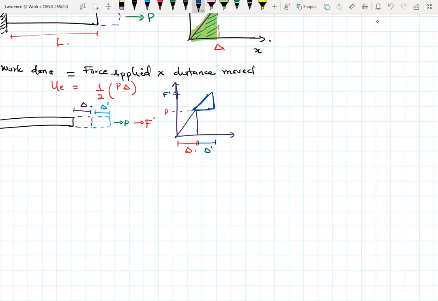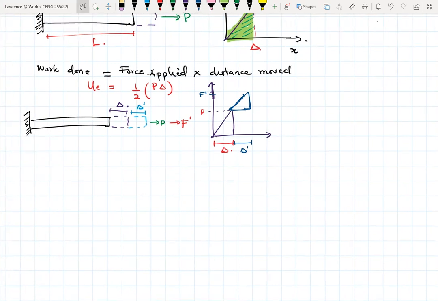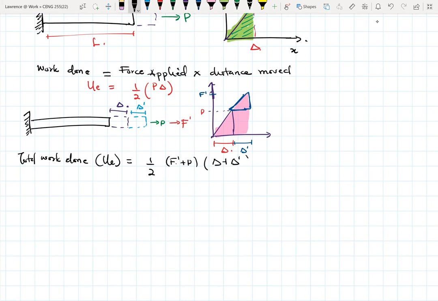Now if I want to look at the work done by both P and F prime, I'm looking at this entire section right here. So this is the entire work done by both P and F prime. Let's say the total work done, which is UE in this case, will be equal to half of F prime plus P, times delta plus delta prime.